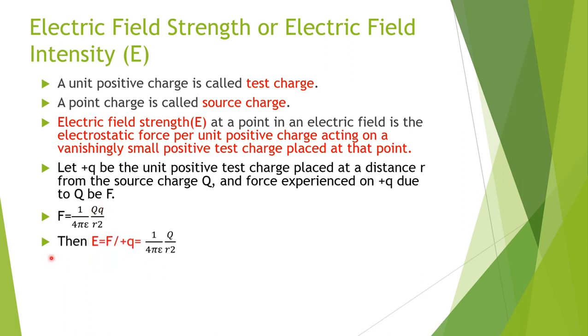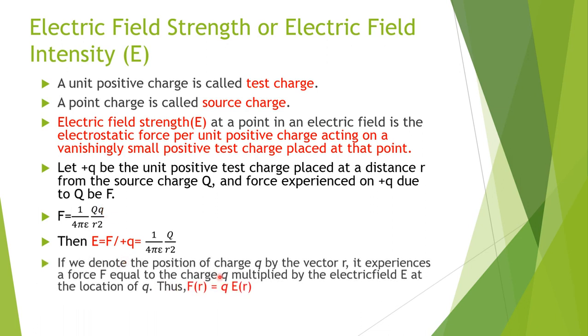So F is equal to 1 by 4 pi epsilon Q into Q by R square. Then by definition of electric field intensity or electric field strength, E is equal to F per this charge, which charge? Test charge, F by Q. So when you substitute, we will get 1 by 4 pi epsilon Q by R square. So this is our formula for electric field intensity, 1 by 4 pi epsilon Q by R square, where this Q is considered to be our unit test charge.